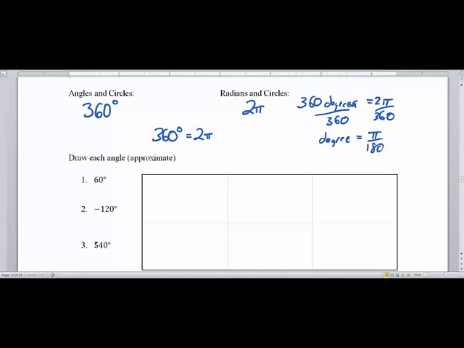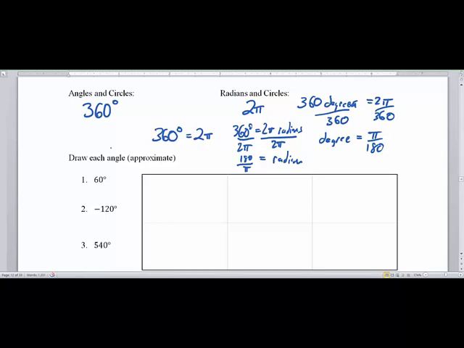We can also do the same thing here. We can solve for radians. So if we have 360 degrees is equal to 2 pi radians, we can divide both sides by 2 pi, and therefore we get 1 radian is equal to 180 degrees divided by pi. We will use these conversions later.